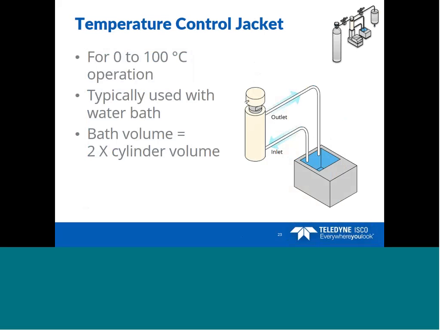Temperature control jackets for ISCO pumps are rated for 0 to 100 degrees C operation. The jackets are typically used with water baths, where the bath volume is 2 times the cylinder volume. For example, a 500D with a volume of 500 mL should be used with a water bath that has a volume of approximately 1,000 mL.